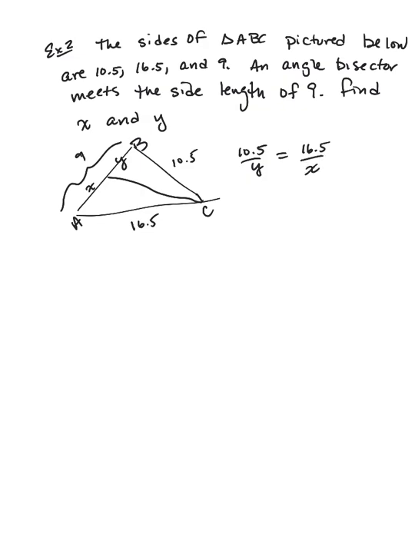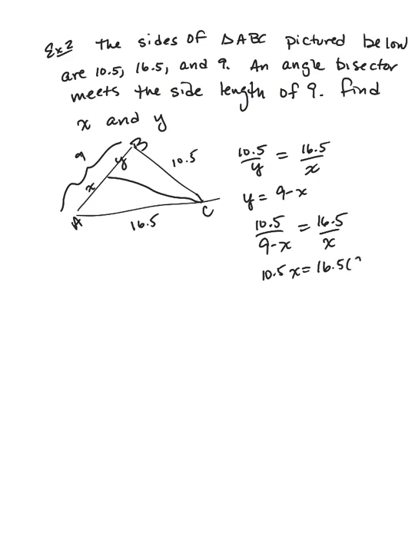So how can I change one of the variables? Well, can't I represent y as 9 minus x? So y is equal to 9 minus x. So we have 10.5 over 9 minus x is 16.5 over x. So we're going to cross multiply.